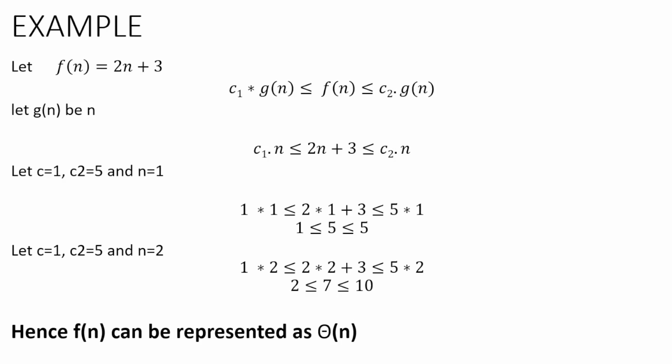Hence, we can say that the function f of n equal to 2n plus 3 can be represented as theta of n. Let us take another example with varying values of c1 and c2. Let us consider c1 as 1, c2 as 5 and n as 2. Substituting, we get 1 into 2 less than or equal to 2 into 2 plus 3 less than or equal to 5 into 2. That is 2 less than or equal to 7 less than or equal to 10. Condition holds good again here. Hence, we can conclude that f of n can be represented as theta of n. So, in theta of n, you can see that we are bounding the upper and lower limit.